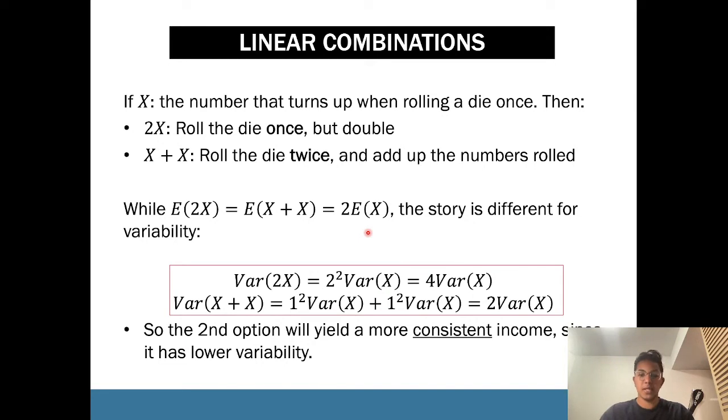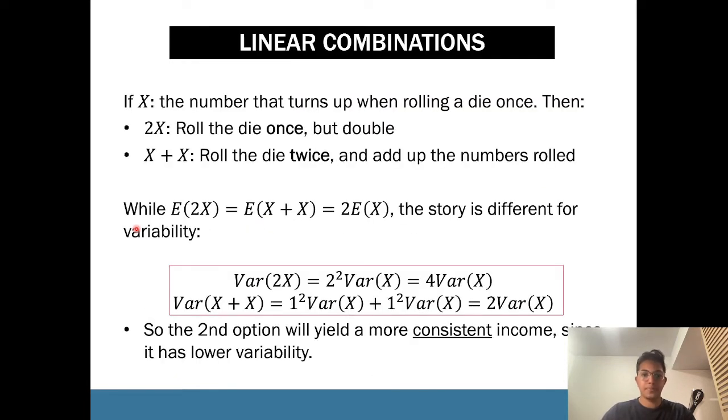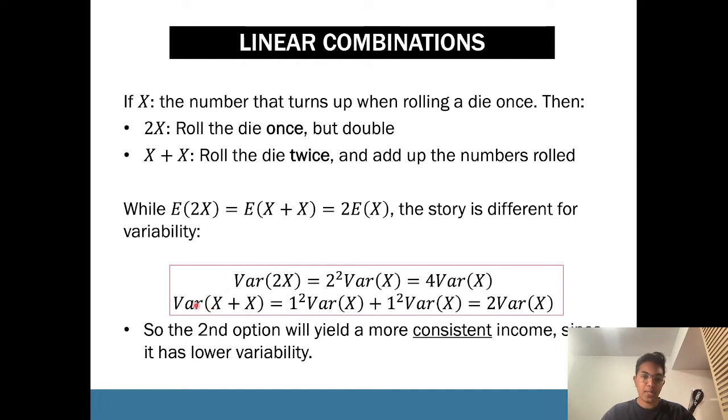But when we look at variability, we have 2 different formulas, if you guys can remember. We have this formula here, and we also have this formula here. So there are 2 possible outcomes with variability. In case 1, we have to use 2x, so we get 2 squared times the variance of x, which is 4 times the variance of x. In this case, we have to apply the second formula, and we end up with the variance of x plus x, and we have to split this up into 2 different variances, and we get 2 times the variance of x. So we see that option 2 yields a more consistent outcome because its variance is half of option 1.